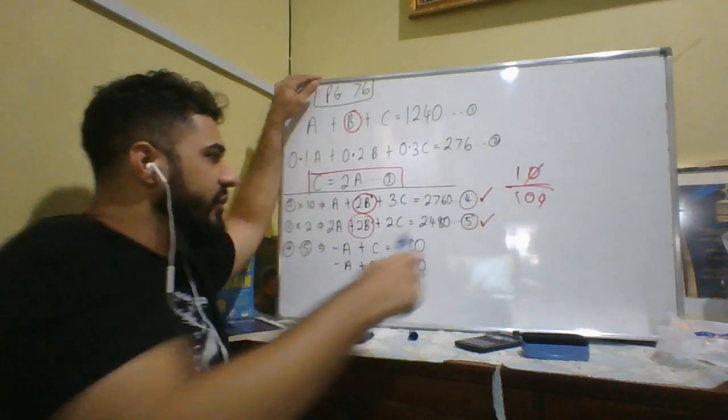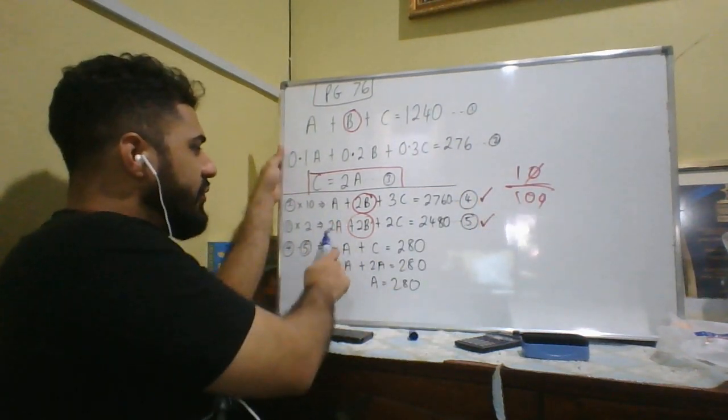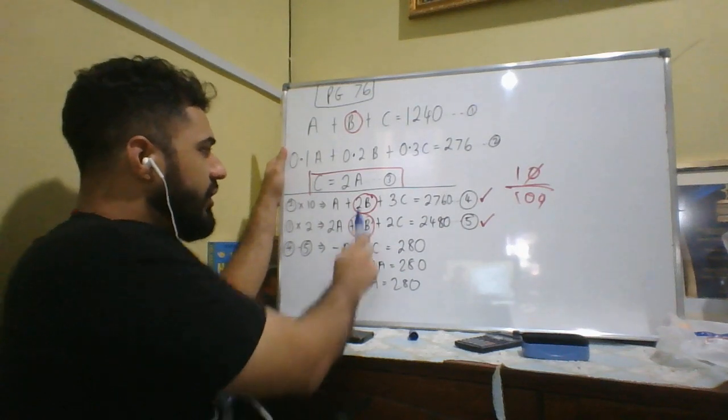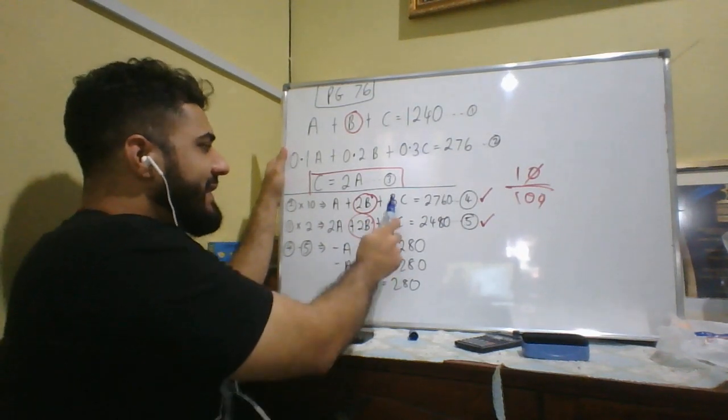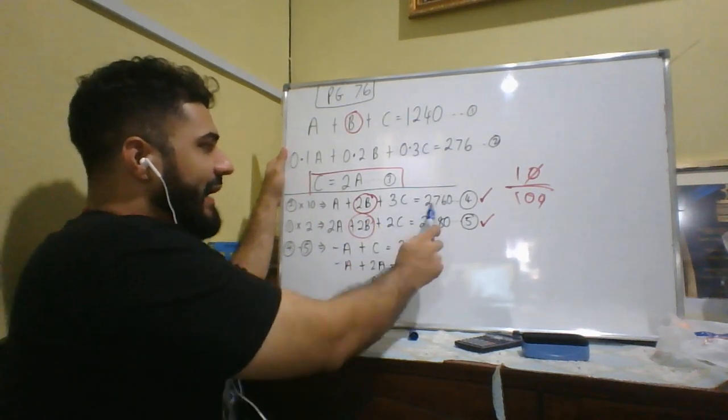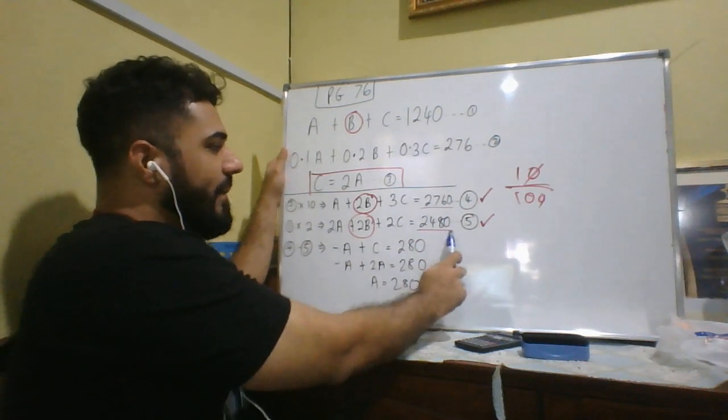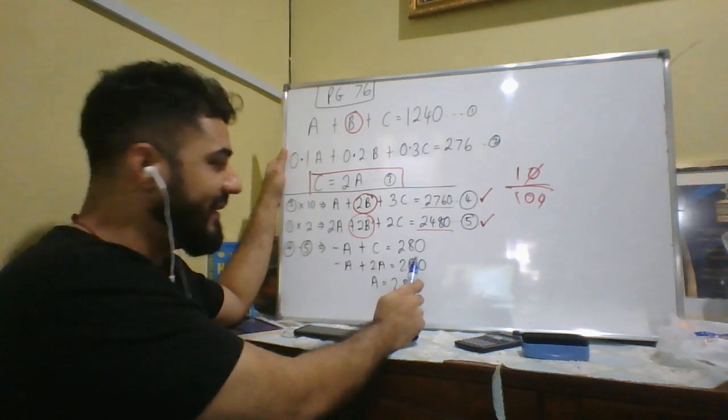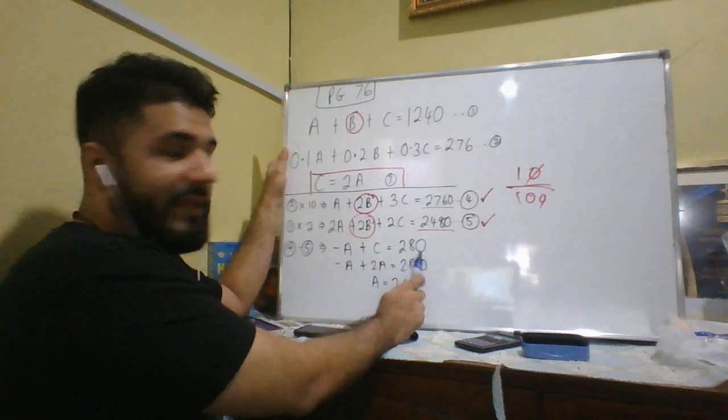Just tolakkan kedua-dua ni. Jadi 1 tolak 2 akan jadi negatif 1. 2 tolak 2 memang kosong. 3 tolak 2 adalah 1. Dan 2760 tolak 2480, kamu boleh guna calculator, adalah 280.